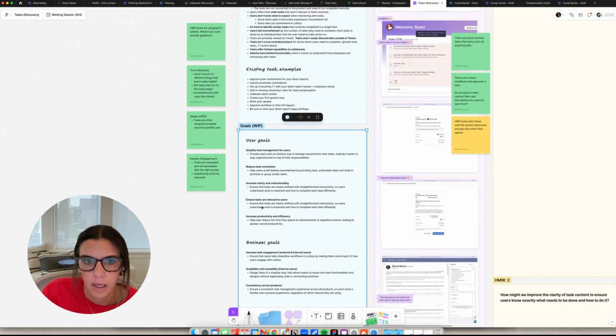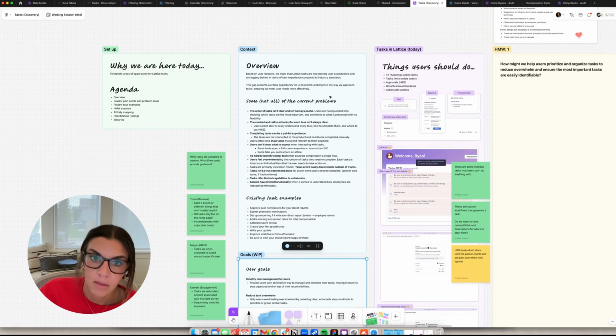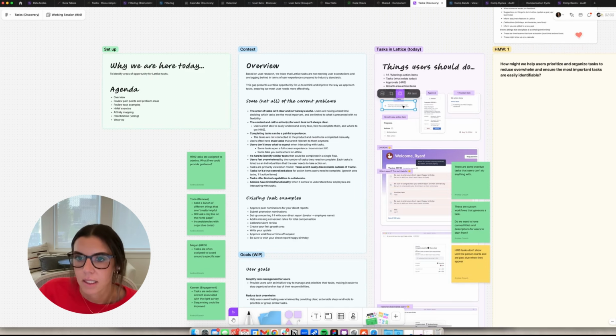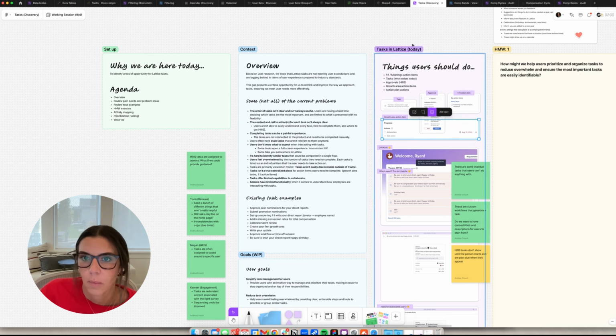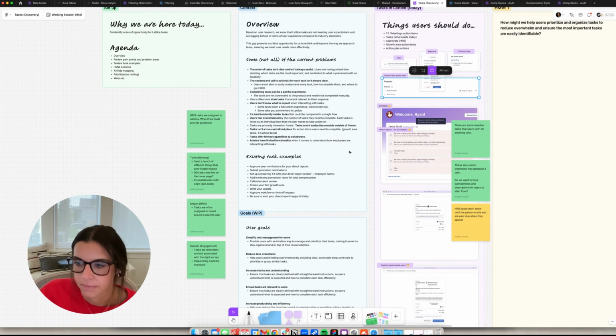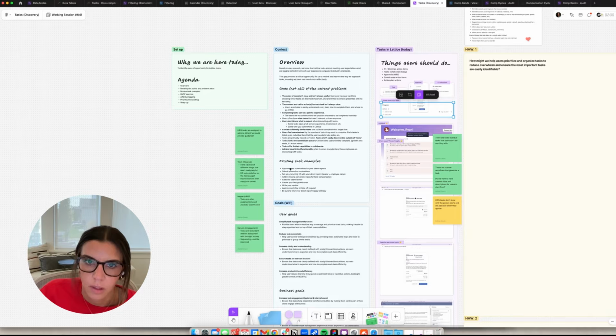One thing about this project is tasks live everywhere in Lattice. And so other teams are interacting with tasks and understand the pain points at a high level. So we pulled together the user research, outlined the user goals, business goals, and then the current problems. And then I pulled together some of our existing tasks examples. And then when we got to this meeting, I walked through this at a high level, again, just to give an overview, a light one, didn't read everything here.